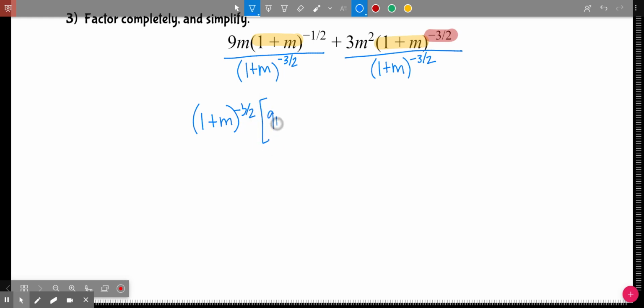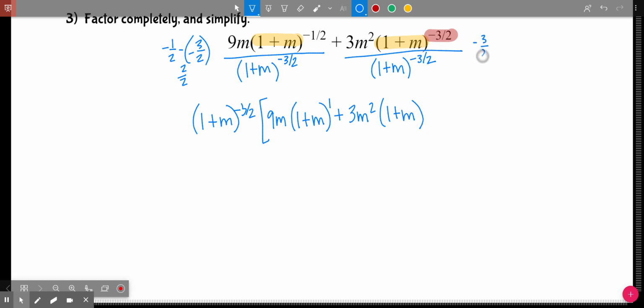I have 9m times 1 plus m, and when I divide these two powers, I have negative 1/2 minus negative 3/2. Well, this is negative 1/2 plus 3/2, so that's going to be 2 over 2, which is just 1, plus 3m squared times 1 plus m. Over here, I have negative 3/2 minus negative 3/2. So that's going to become 0.